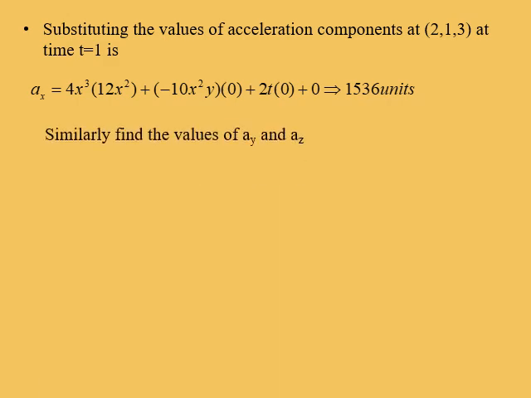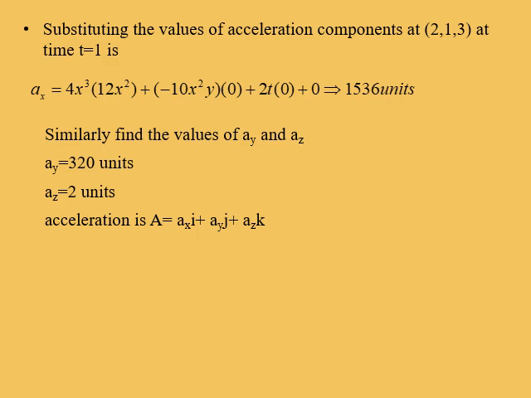Similarly, find the values of a of y and a of z by substituting these values in the acceleration formula in the direction of y as well as the direction of z. These values are: a of y is equal to 320 units, and a of z is equal to 2 units.